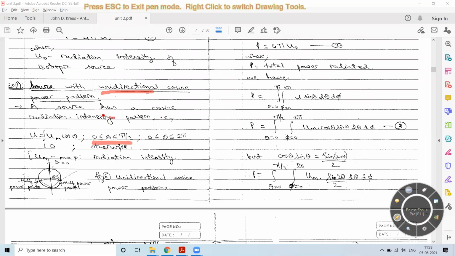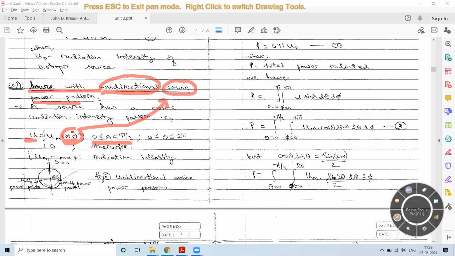So now let us move ahead with the problem. The source has a unidirectional cosine pattern. So he is specifying that the pattern is unidirectional and the pattern is in the form of cosine. For such cases, we can represent the radiation intensity, which gives the pattern information, as cos theta. This tells me that the intensity pattern is cosine in nature.